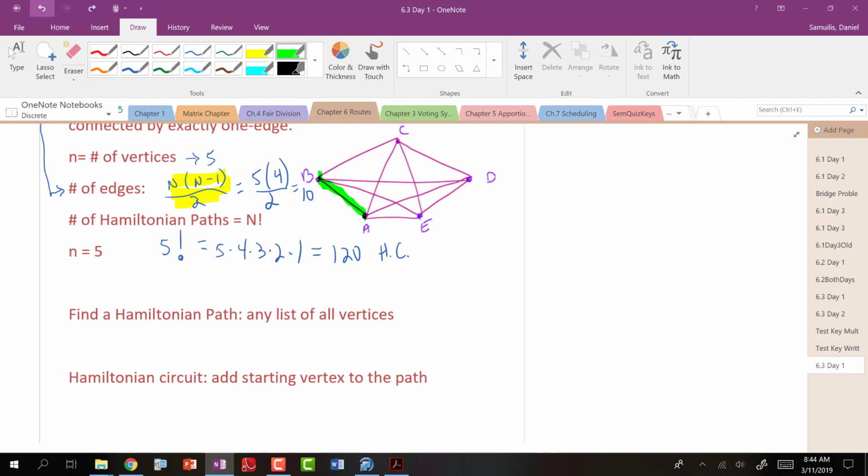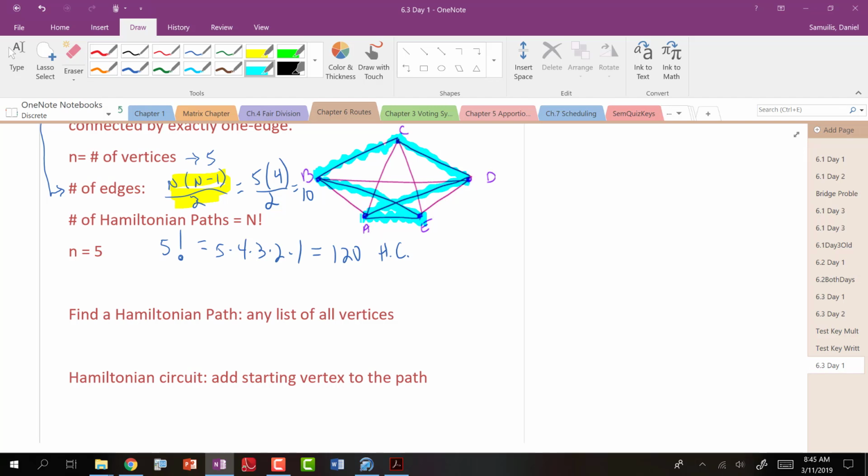Or, one more, I could start at A and I could go to E. Then I could go to B. Then I could go to C. Then to D. And then back to A. So I just showed 3 different Hamiltonian paths, then turned it into a circuit when I came back home. That's just from starting from A.